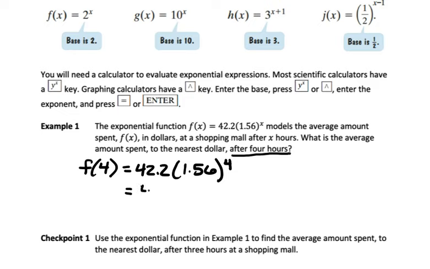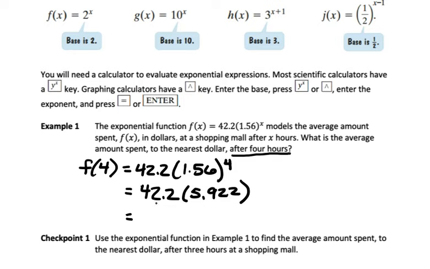You need to remember that exponents come before multiplying. So I can't multiply 42.2 times 1.56 first. I have to do 1.56 to the 4th power first, and then multiply the answer by 42.2. So 1.56 to the 4th power. I'm going to round to 3 digits after the decimal point. Generally speaking, you want to keep a lot of digits, because if you round too early, then you might be off in terms of rounding, and that might cause you to get the wrong answer. So usually 3 to 4 digits is pretty safe.